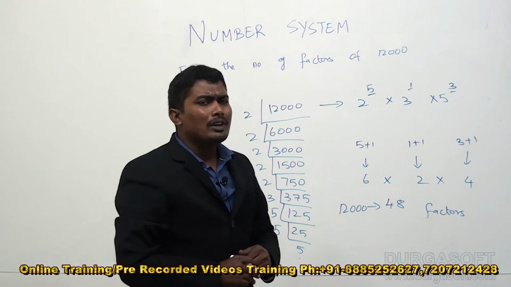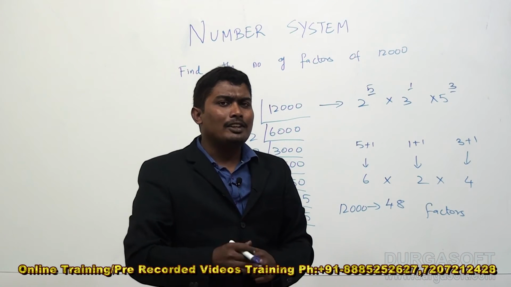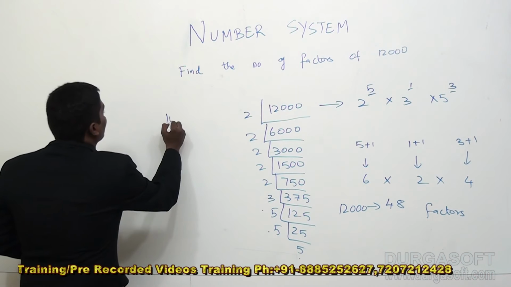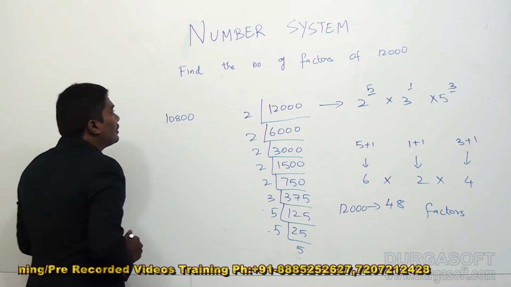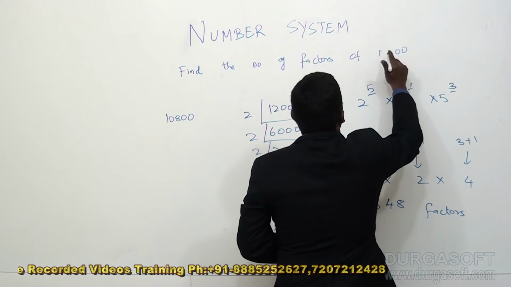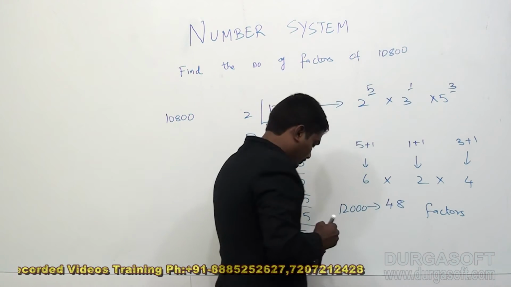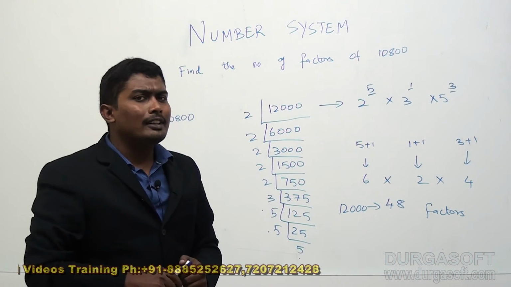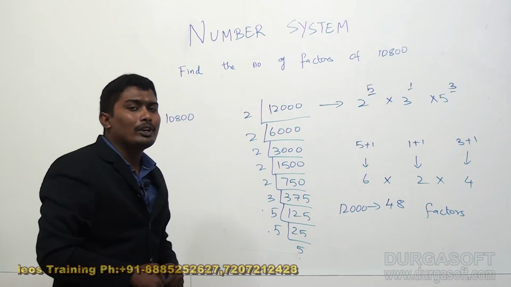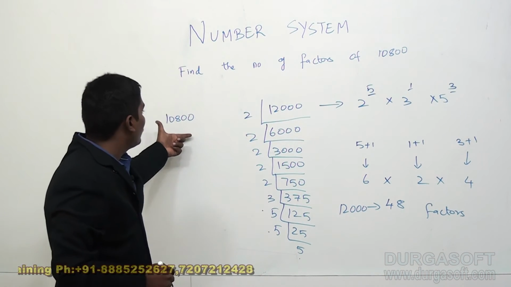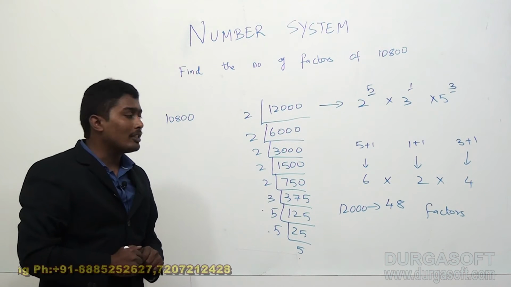Now we will try to do a similar question. Let's take the number 10,800. Now you will have to find the number of factors for 10,800. So for 2 minutes you can try by yourself, and if you are not getting the answer, you can follow the rest of the tutorial and find out what will be the answer. So now I will be giving you the explanation for how to find the number of factors for 10,800.